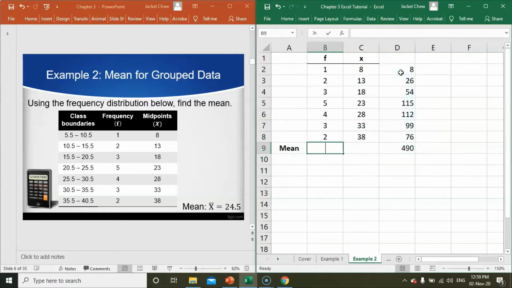Next, you find the total frequency using the sum function, and then the mean for this grouped data will be this one divided by this one. Then you get the answer.